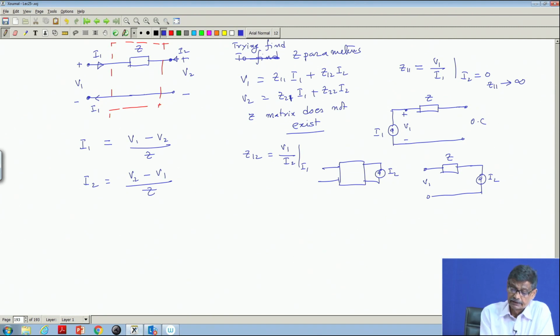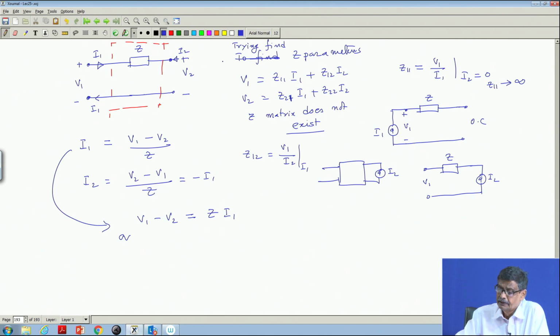Can I express V 1 and V 2? Let us write. From this we see that V 1 minus V 2 is equal to Z into I 1, that is good. This is the impedance Z. That is all. V 1 minus V 2 is Z I, but I cannot separate this V 2 out to write this. Therefore, it is not possible to express V 1 in terms of I 1 and I 2, and I 2 happens to be equal to minus I 1 for obvious reason. Therefore, here the impedance matrix does not exist.